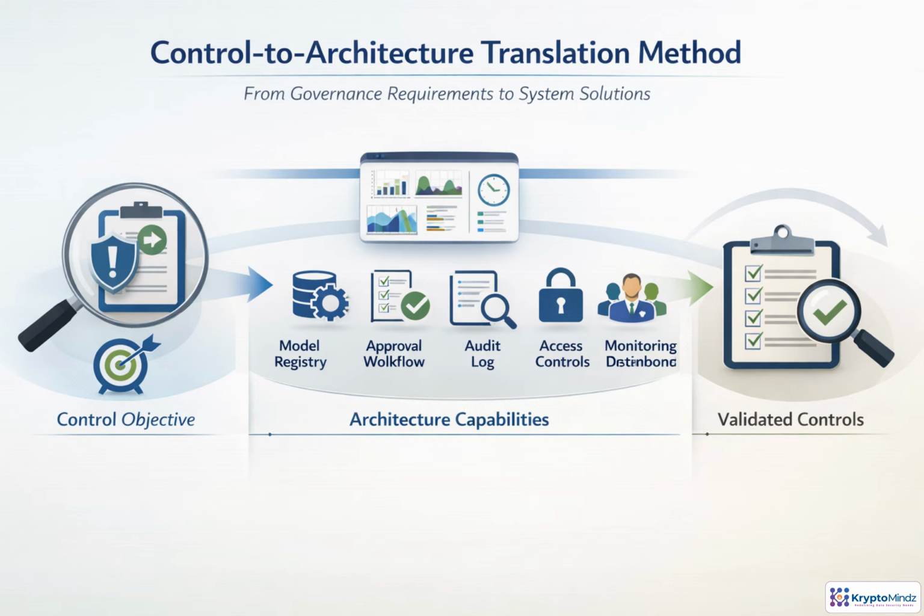To translate a control, start with intent. What risk should this control reduce, and what outcome must it prove? Then link that risk to concrete capabilities, such as registries, approval workflows, audit logs, access controls, and monitoring. Define the implementation pattern: owner, evidence source, and test method. For example, model approval before production becomes a gated deployment workflow, recorded approvals, and an audit test that verifies no model bypassed review. This is how governance becomes enforceable architecture.